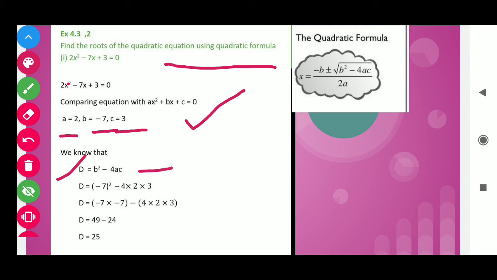So put the values of a, b, c in this discriminant, then on calculating we will get 25. You can see that the square of minus 7 is 49 and 4 into 2 into 3 we get 24. 49 minus 24 we get 25. So in this way we have calculated the discriminant.